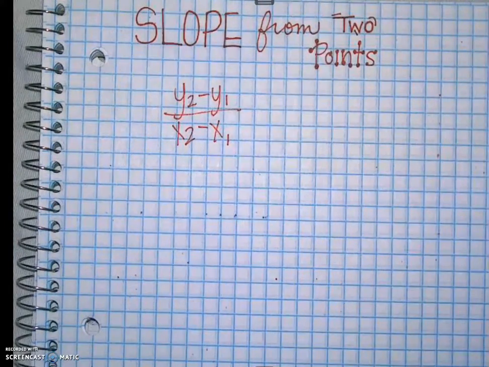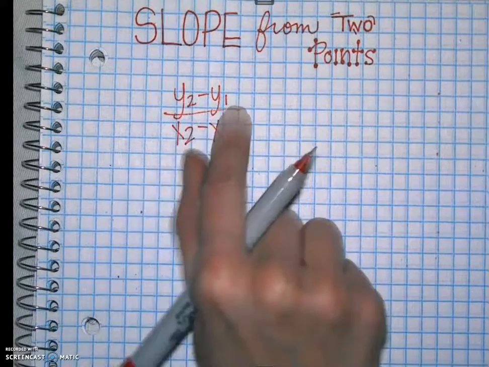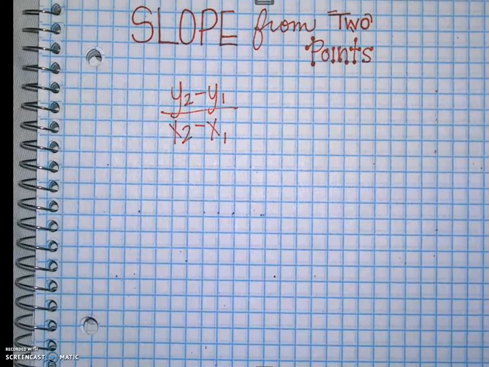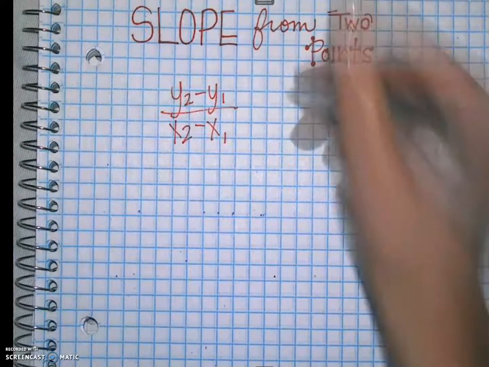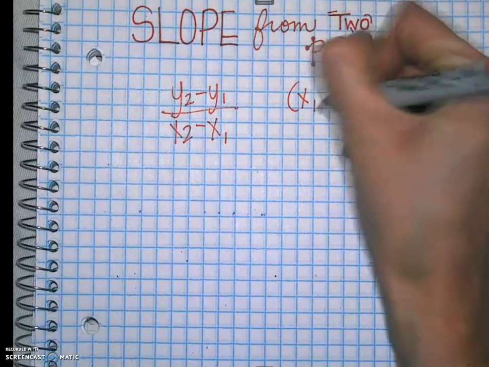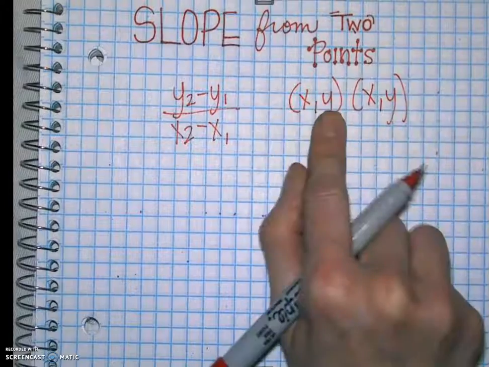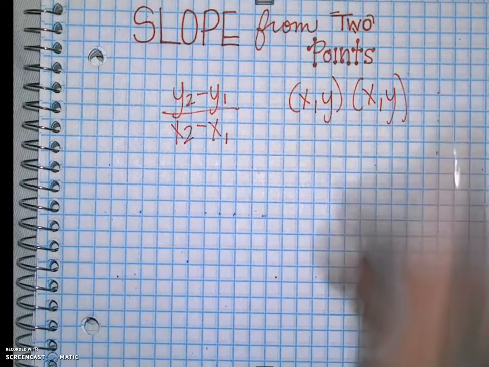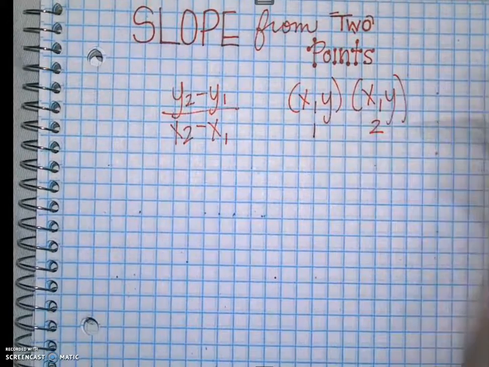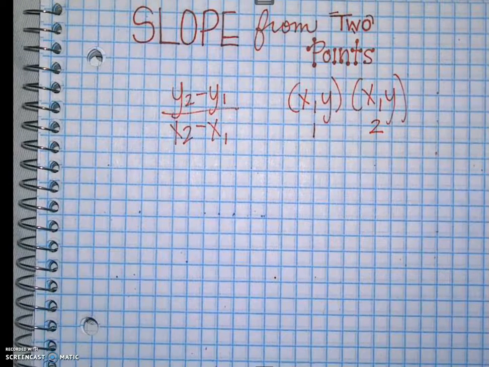It's y2 minus y1 over x2 minus x1. Now, personally, I don't care about the 2 and the 1. All it really means is whatever order you start in, you do that both times. As a reminder, when you have ordered pairs, it's x, y both times. And if you want to label one number 1 and number 2 so you don't get confused, that would be a good idea as well. Okay? So make sure you have that written down.